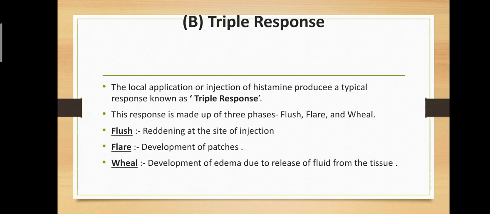Second action, triple response. The local application or injection of histamine produces a typical response known as triple response. This response is made up of three phases, which are flush, flare, and wheal. Flush means reddening at the site of injection. Flare, development of patches. Wheal, development of edema due to release of fluid from the tissue. These are the triple response.